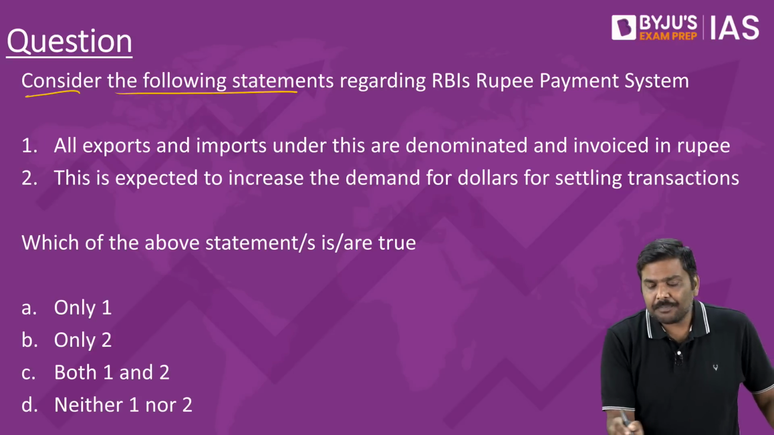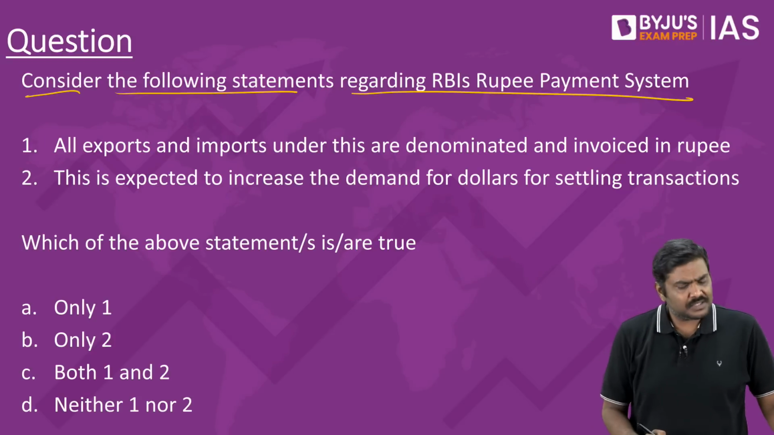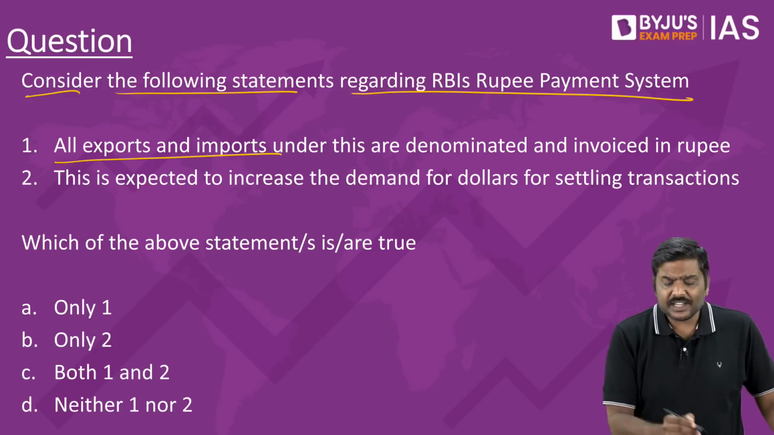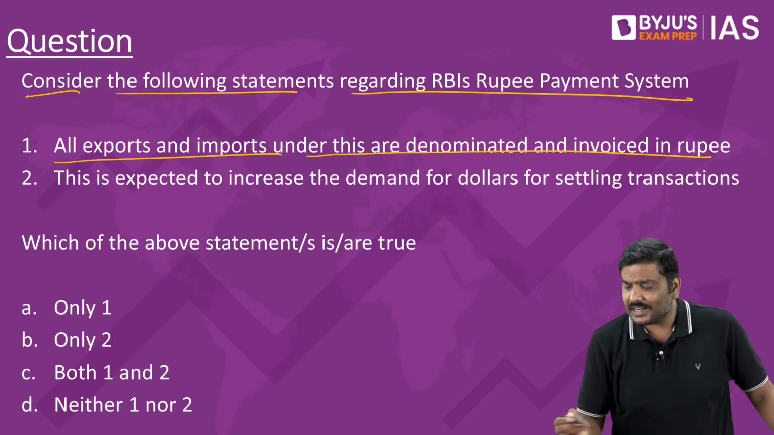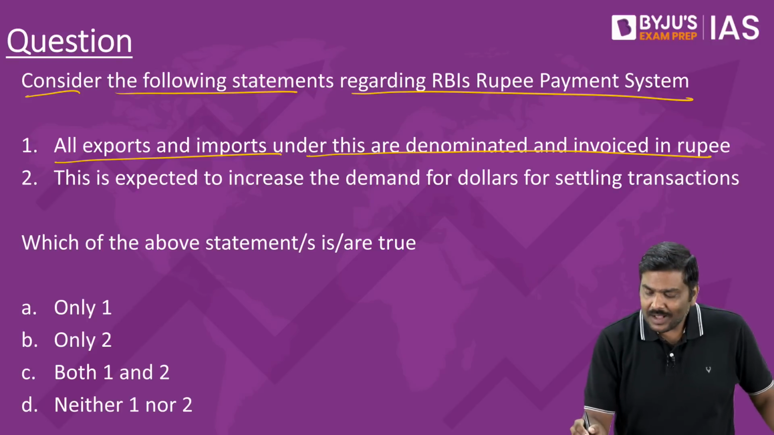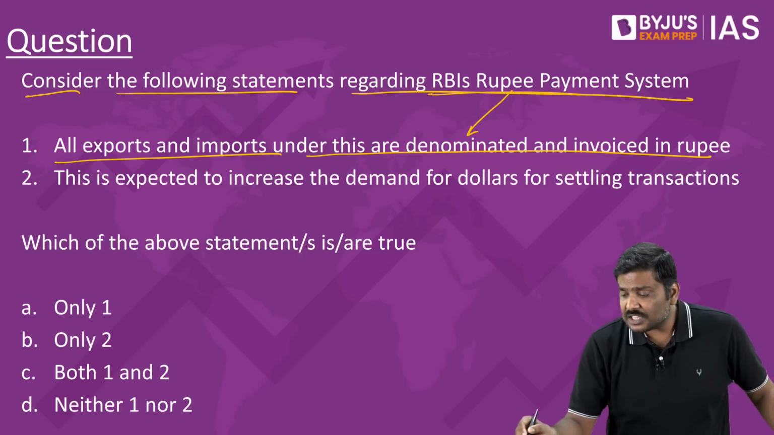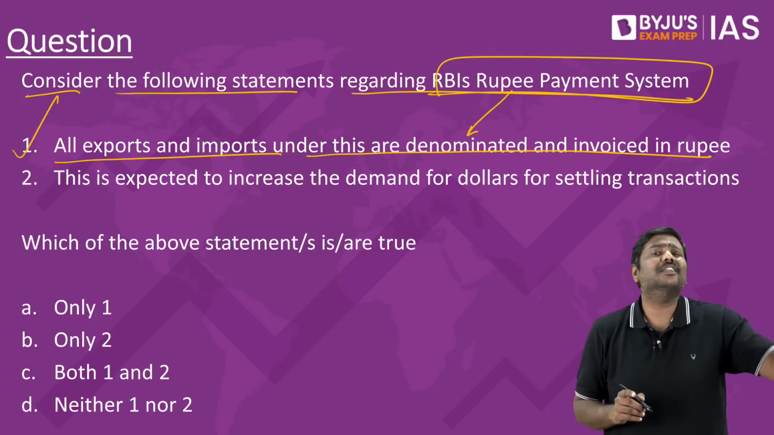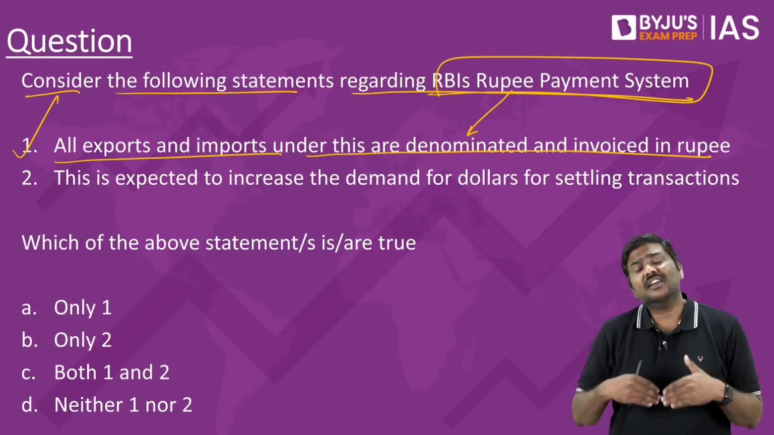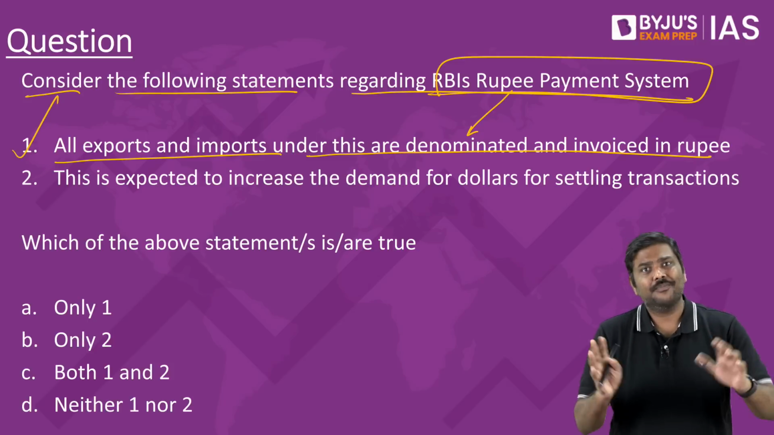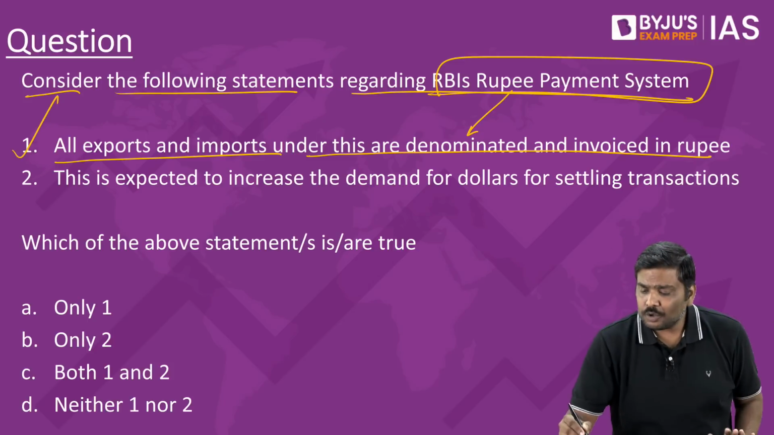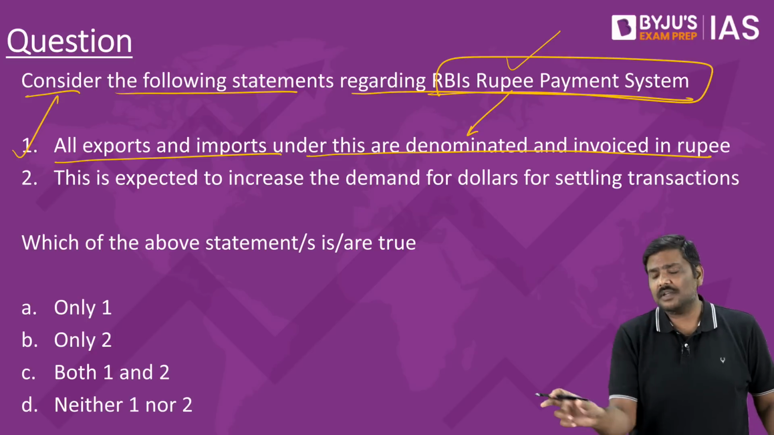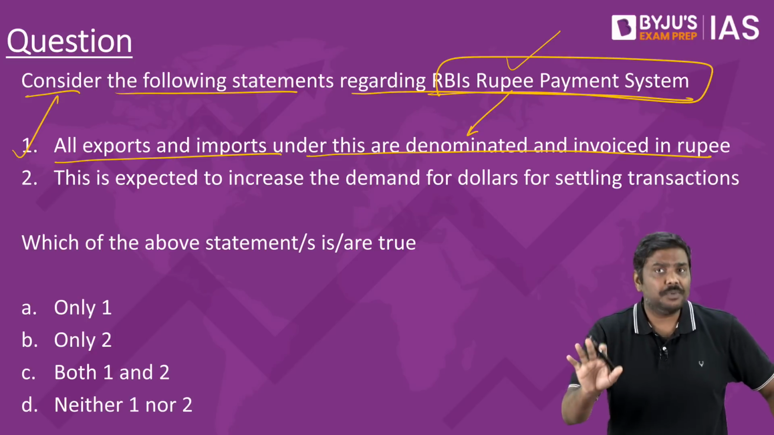Consider the following statements regarding RBI's rupee payment system. All exports and imports under this are denominated and invoiced in rupee. Again, I am talking in the context of this payment mechanism. So the statement is correct. Don't say, sir, but earlier you said a lot of transactions are conducted or settled in terms of dollars. That is general trade. I am talking about this new payment system or settlement system that has been proposed by RBI.